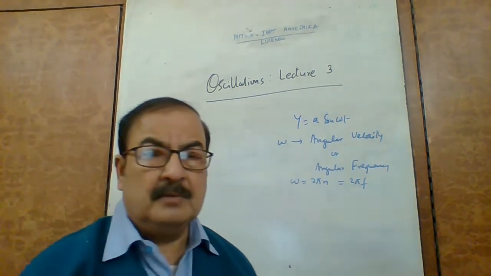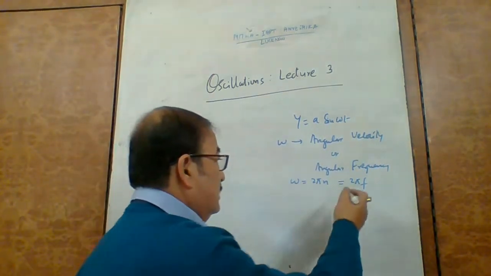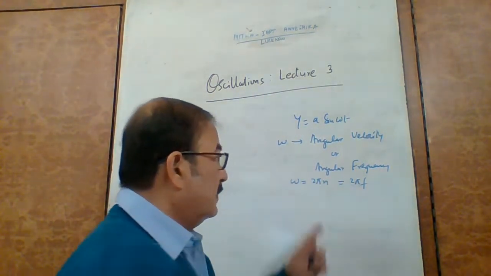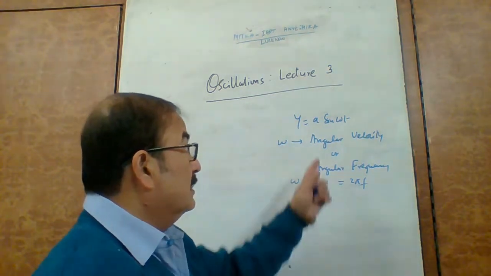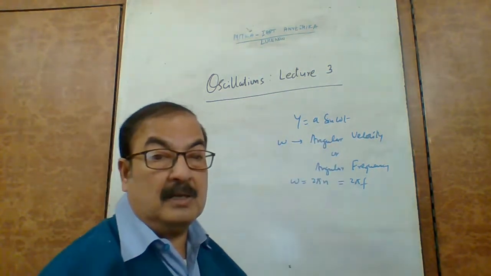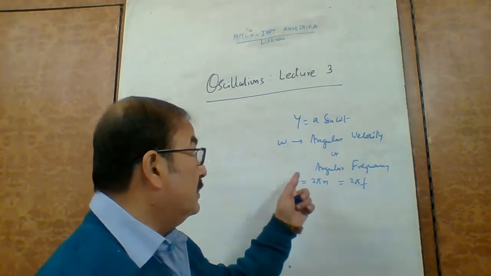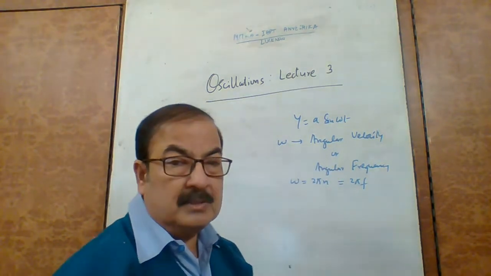That much has already been told to you. n is frequency, f is also frequency. We sometimes call omega angular velocity, angular speed, or sometimes just angular frequency.